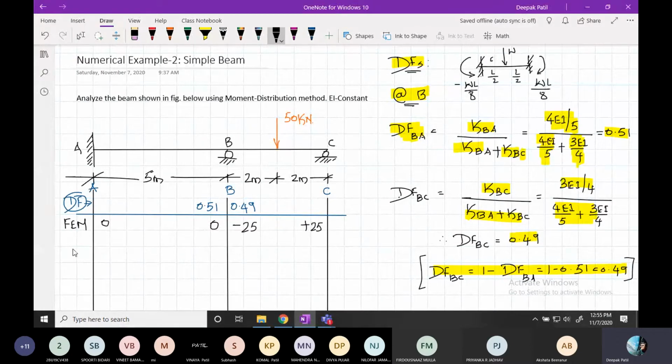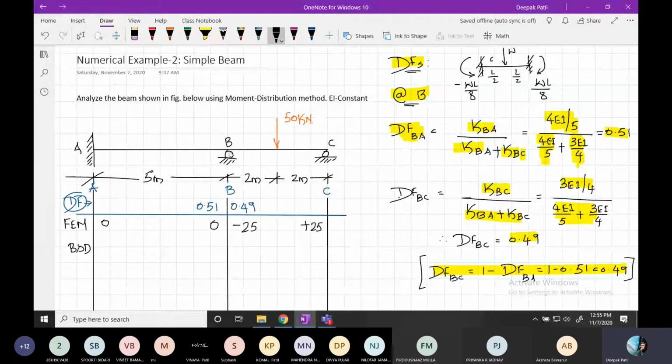Next our cycles will start. In the cycle the first step will always be balance and distribute. Which things need to be balanced and which to be distributed, we have to decide by seeing the supports. Since A is a fixed support and the fixed end moment is 0 because no loading is there, you should not balance that one, right?